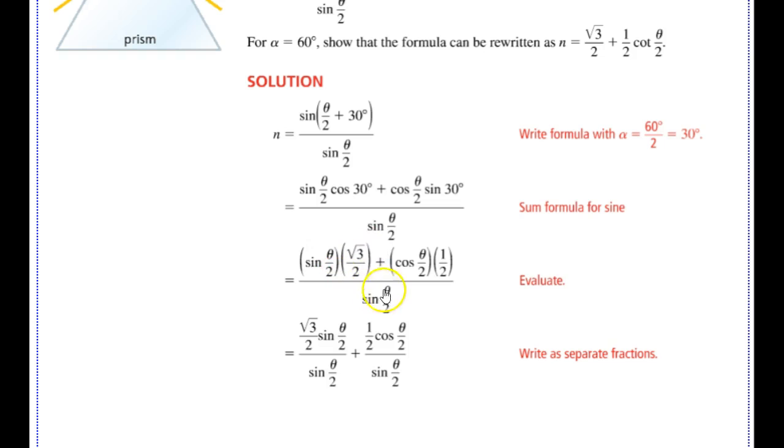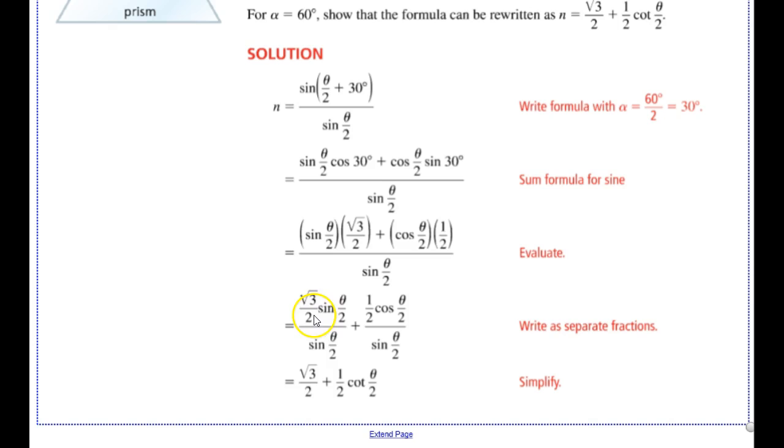All I do is take the first part over sine of theta over 2 plus the whole second part over sine of theta over 2. I write them as separate fractions because it can simplify a lot nicer that way. Then in my first fraction, my sine of theta over 2 cancels with my sine of theta over 2 because that equals 1. So I'm left with square root of 3 over 2. And over here I've got this 1/2. I also know that cosine divided by sine gives me cotangent, so I can simplify and write that out as well. Now I've taken the information that I was given and used different formulas and different identities to help me get where I needed to go.